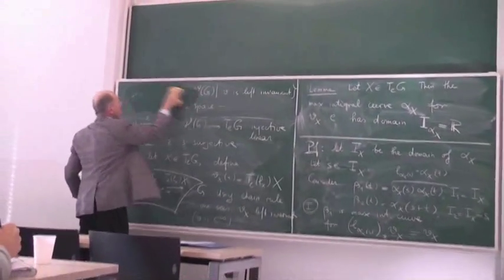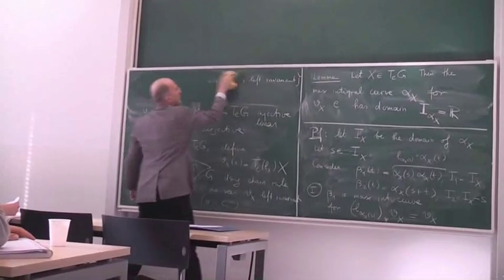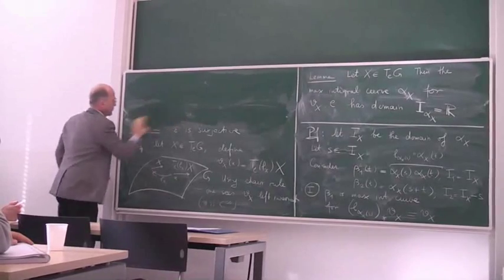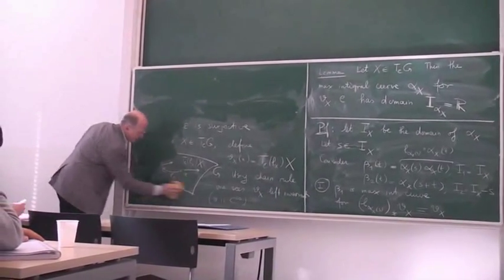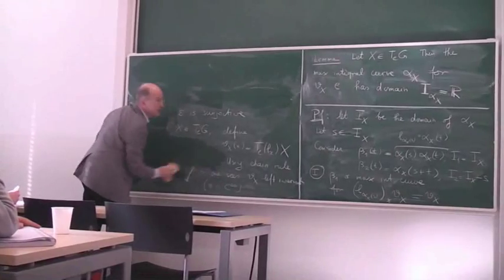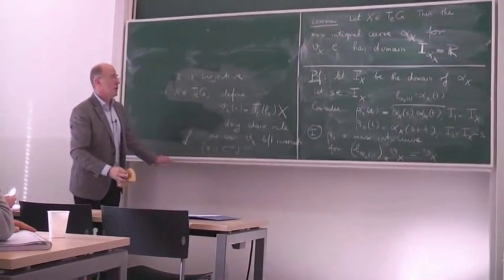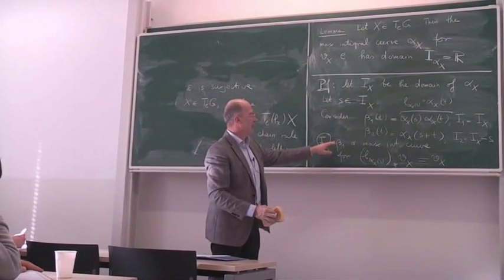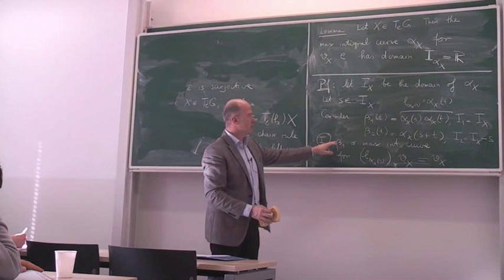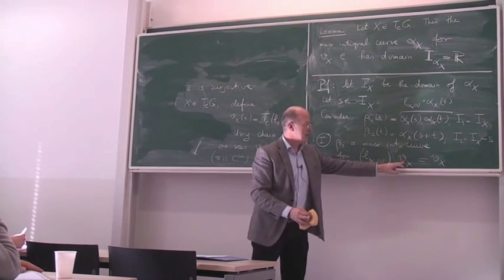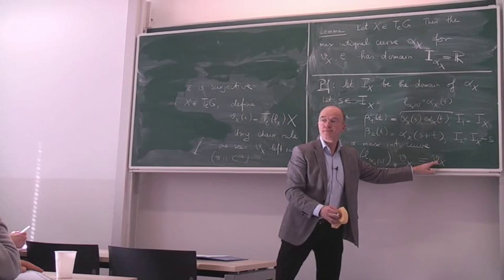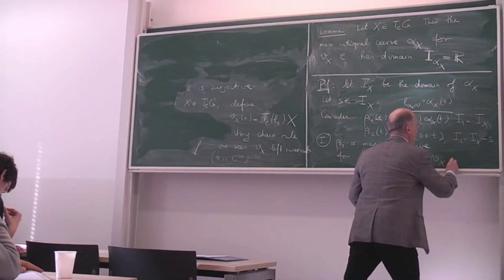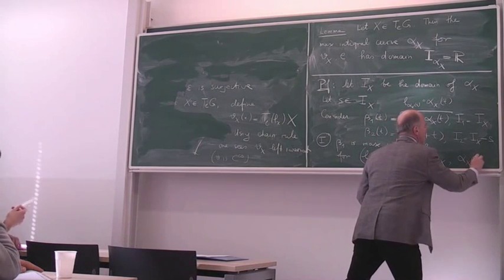Well, I haven't finished applying the first principle. I've really shown that beta 1 is the maximal integral curve for the left translate of this vector field, which is the vector field itself. But I should say, of course, for which initial point, and the initial point is alpha x of s.